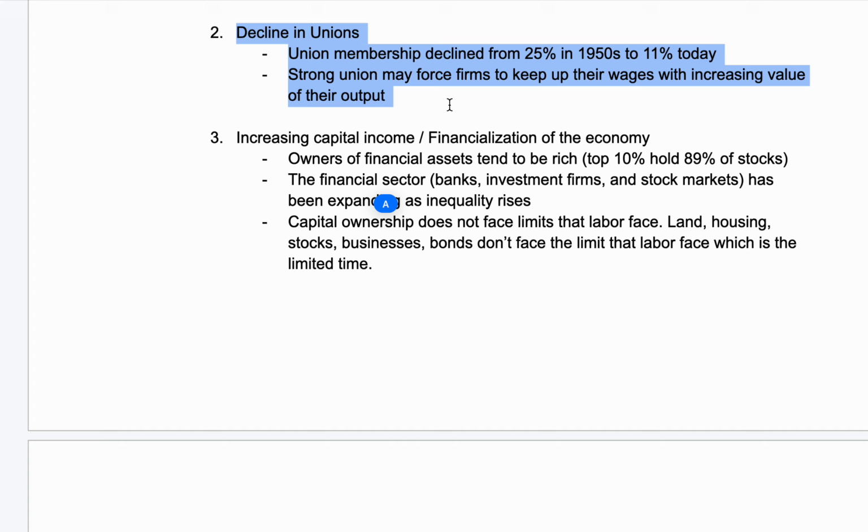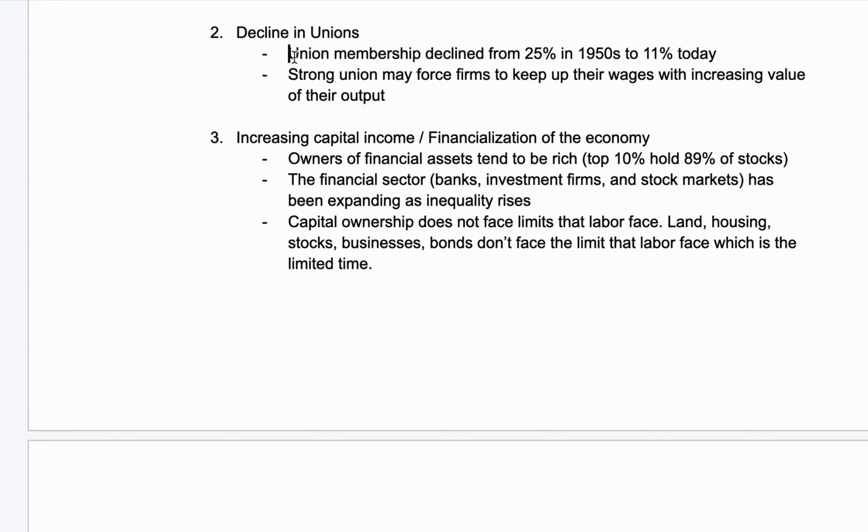Decline in unions. A lot of people argue that the decline in unions explains why income inequality is rising. And in fact, there is data that suggests that there is a negative correlation between union membership and inequality, like the Gini coefficient.